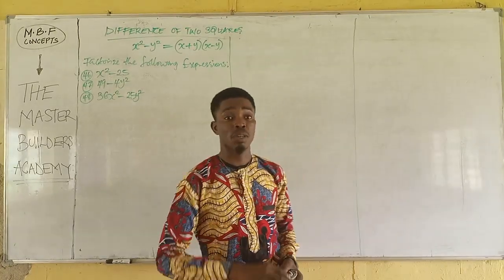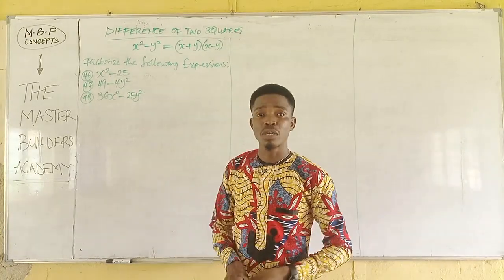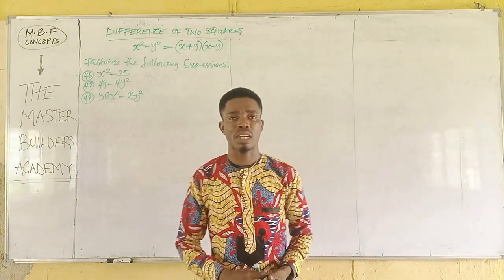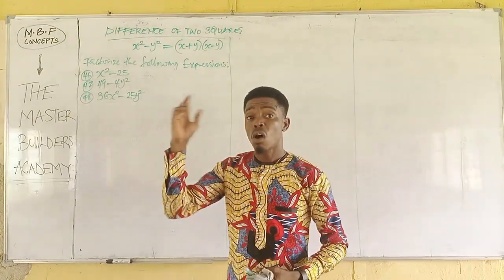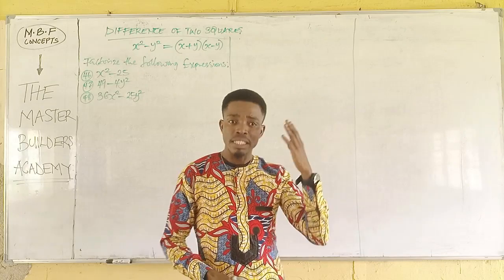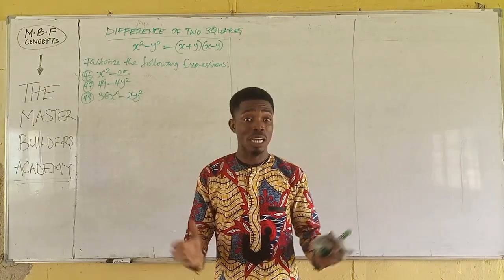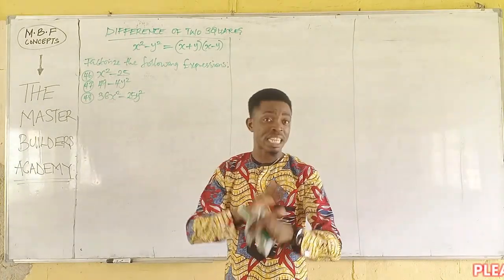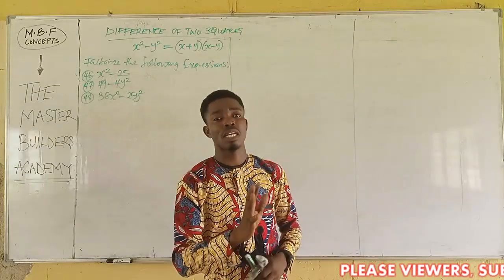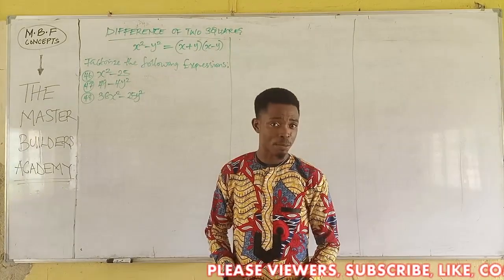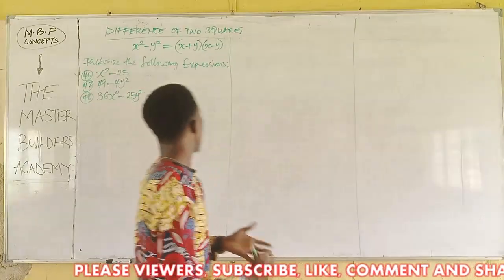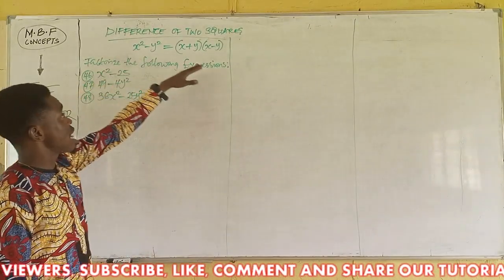I'm super excited because I have very good stuff for you guys today. We are still looking at the concept of factorization. Without wasting much of our time, on the board we'll be looking at the difference of two squares in factorization expressions. I want us to look at every area that has to do with factorization of algebraic expressions. Guys, you will love this. Now we have the difference of two squares on the board.